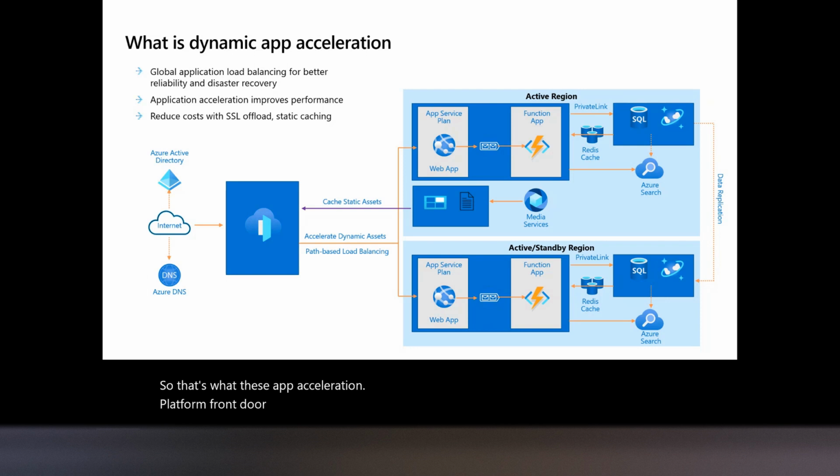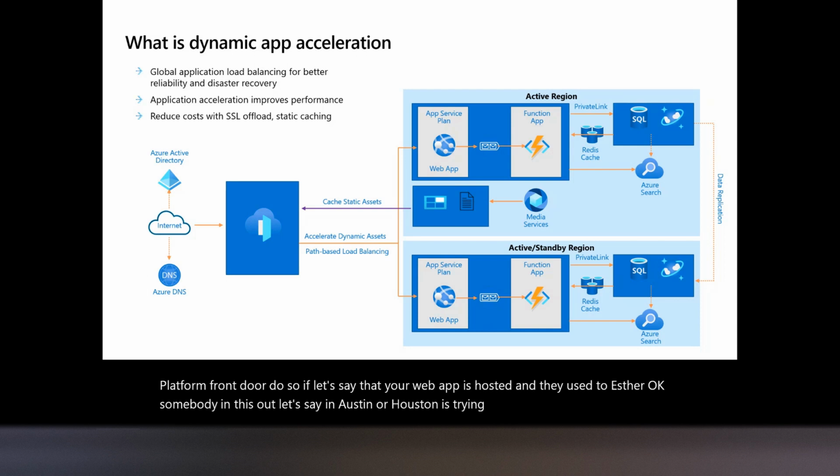So let's say that your web app is hosted in East US 2, and somebody in the South, say in Austin or Houston, is trying to access that web application from their mobile phone.